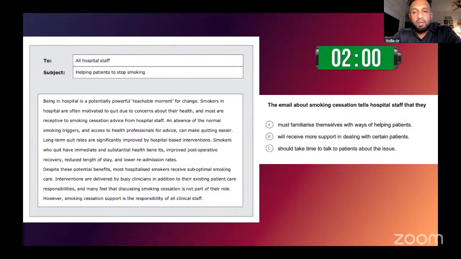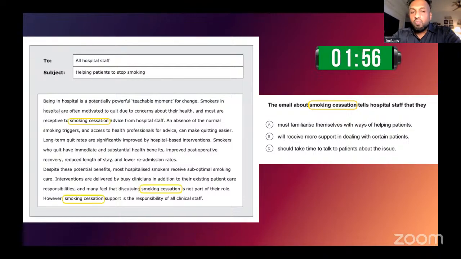Noun and verb. This email about smoking cessation tells hospital staff that they... So, email is about what? Smoking cessation. That's my keyword. Telling the hospital staff that they should do something. So I have to find out, in this given email which is in front of you, what it tells you about smoking cessation. Find a general understanding within 1 minute. Then you have 1 minute to find out the correct answer. So I'll start the timer and I'll be with you. Okay, now we have 1 minute.